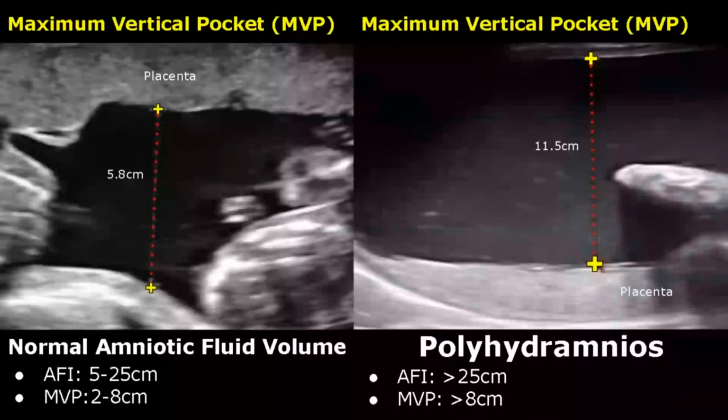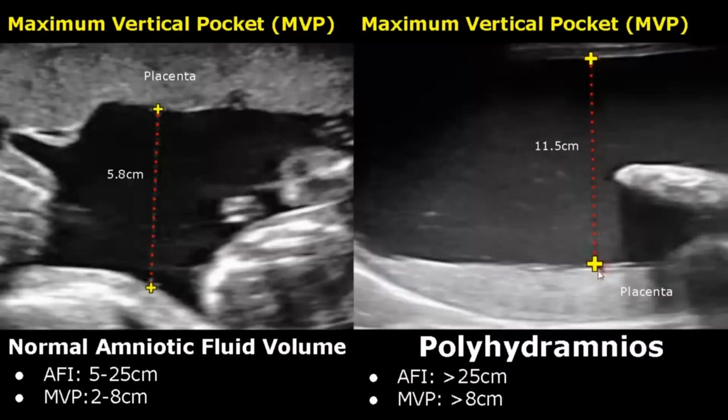By using maximum vertical pocket method, this fluid pocket is 11.5 centimeters. So it is polyhydramnios because it is more than 8 centimeters.